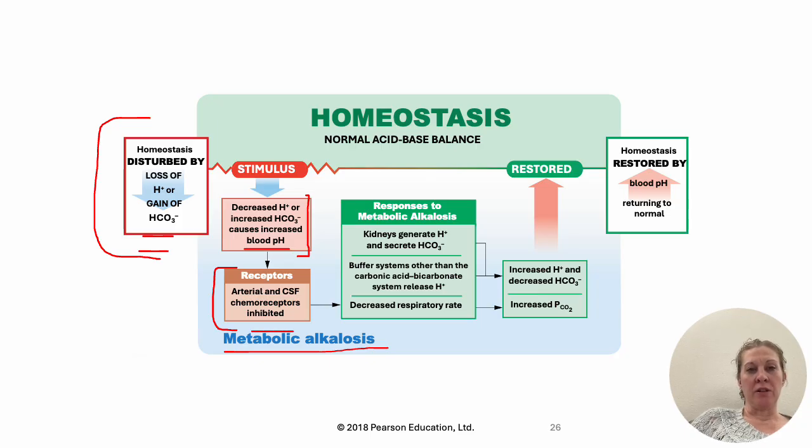The kidneys are going to start to generate hydrogen ions and secrete the bicarbonate. So we're going to try to reabsorb hydrogen ions and bring the acidity back up, or the pH down. Buffer systems other than the carbonic acid buffer system release the hydrogen ions, and you have a decrease in the respiratory rate. That helps to increase the partial pressure of carbon dioxide, increase hydrogen ions, and decrease the bicarbonate ions. That helps to bring the pH back to normal, or actually bring it down to become a little bit more acidic, and then it restores the normal blood pH.